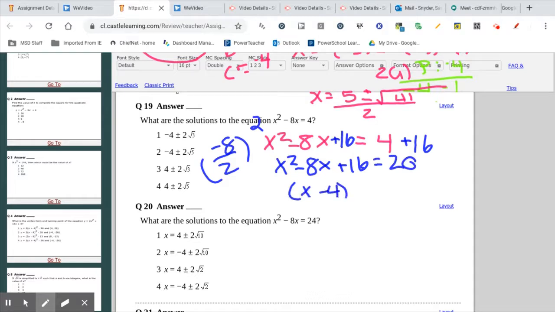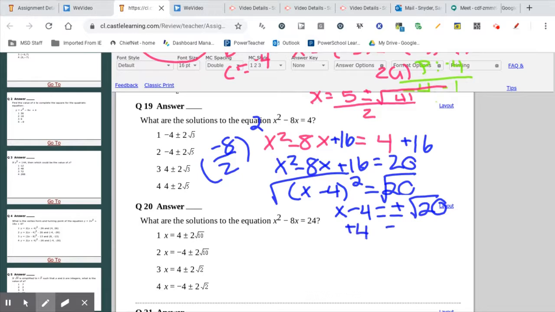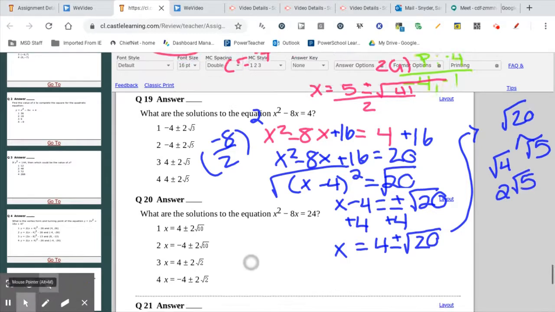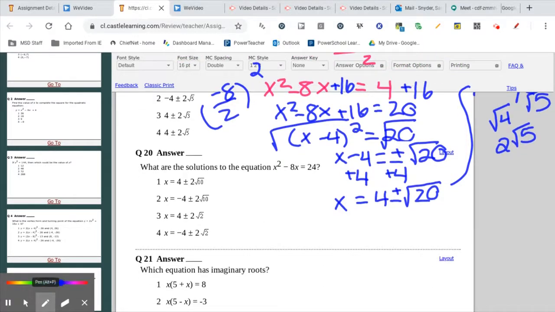X minus 4 squared equals 20. We can square root both sides since it's the opposite of squaring. We get x minus 4 equals positive and negative square root of 20, and continue to get our x by itself. Now the only thing left to do is to simplify that radical, so I'll go over here. 2 numbers that multiply to 20 is the square root of 4 and the square root of 5. Square root of 4 simplifies to 2 square root of 5. So we just have 4 plus or minus 2 square root of 5, and that is choice number 4.